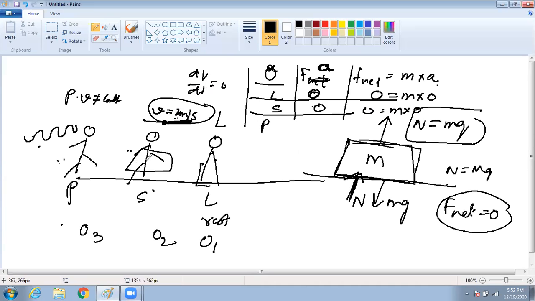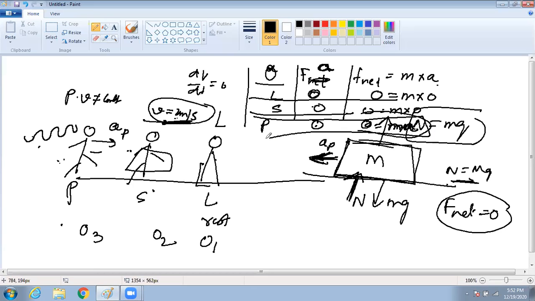But what about Pritam? Pritam is moving with, let's say, some acceleration a_P. Okay, let the acceleration be a_P. If Pritam is moving with acceleration a_P, it will appear that this object is moving with acceleration a_P in this direction. But the net force is still 0, because N equals mg. Here m into a should be 0. That means it is invalid. a has a value, m also has a value, but the net force is 0. That means there is some problem here. That means Newton's law is failing here. If m has a value and a has a value, how come m cross a is equal to 0?